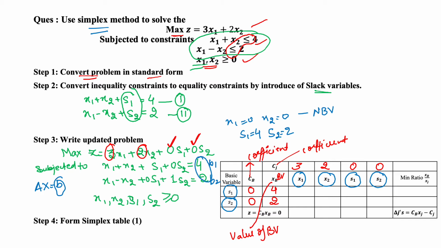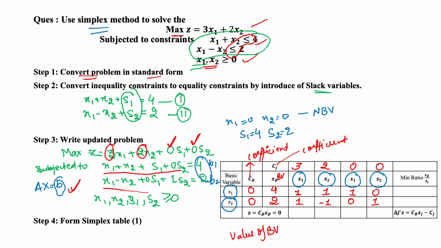Now I want to find the coefficients in the first constraint equation. For x1 the coefficient is 1, for x2 the coefficient is again 1, for s1 it is 1, for s2 it is 0. Again in the second constraint equation, the x1 coefficient is 1, the x2 coefficient is minus 1, the s1 coefficient is 0, the s2 coefficient is 1. So this is my table which I got from my problem.